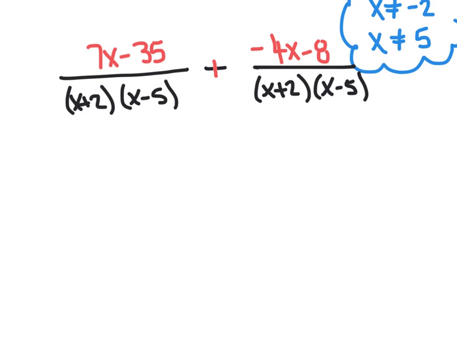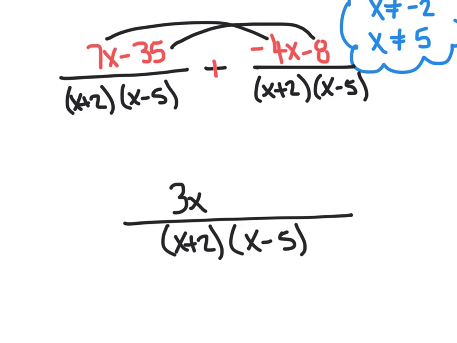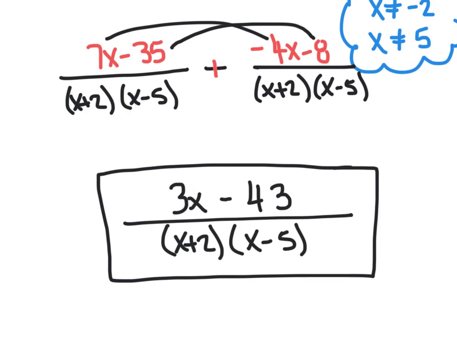From there, I can combine the two fractions into one fraction. I want to do that as fast as I can. I'm not worried about simplifying it. I just want to combine two fractions into one fraction. Combining like terms, 7x minus 4x is 3x, and negative 35 minus 8 is negative 43. And at this point, there's no GCF, therefore there's no simplifying to worry about, and that's my final answer.